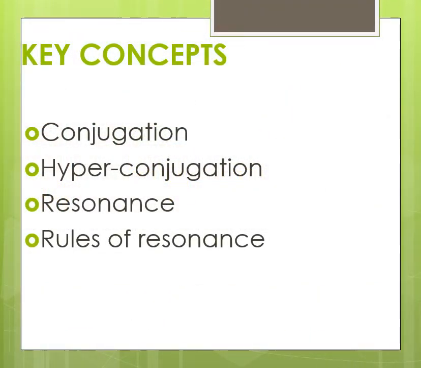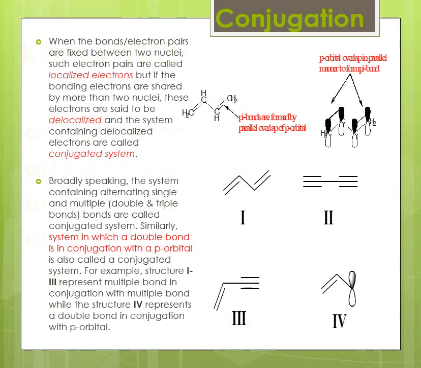We are going to discuss what conjugation is, what hyperconjugation is, resonance, and the rules of resonance. So briefly, conjugation, as we studied in the previous lecture: electrons which are fixed between two nuclei only are called localized electrons, and the bonding is called localized bonding. But if the electrons are shared between more than two nuclei, such electrons are said to be delocalized, and the system containing delocalized electrons is called conjugated.